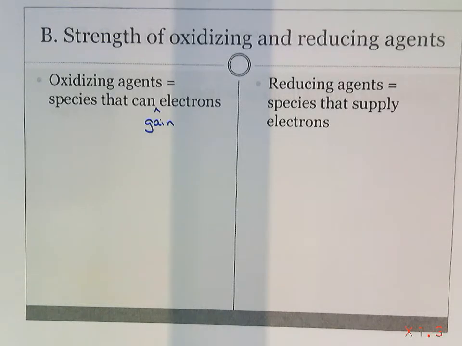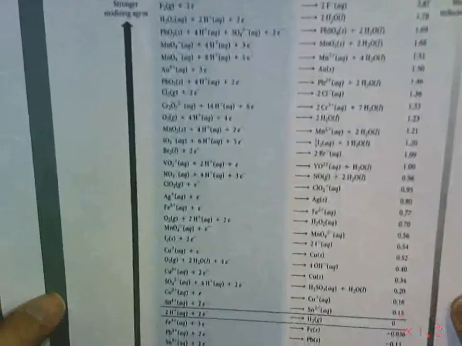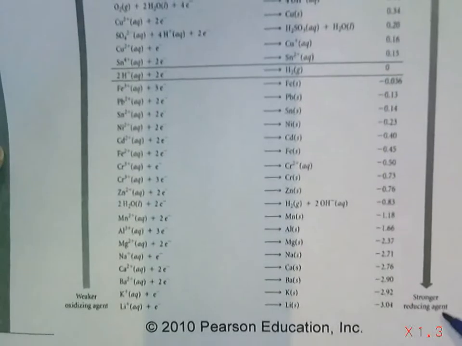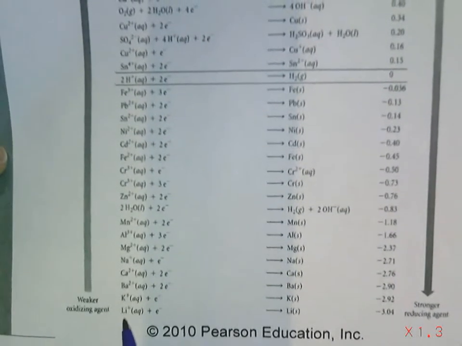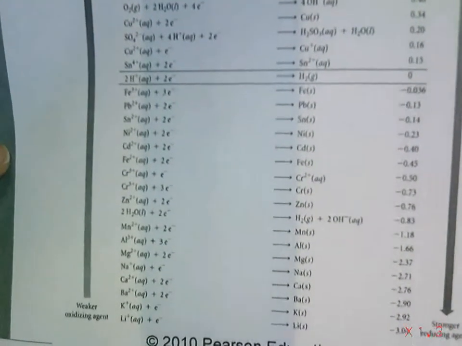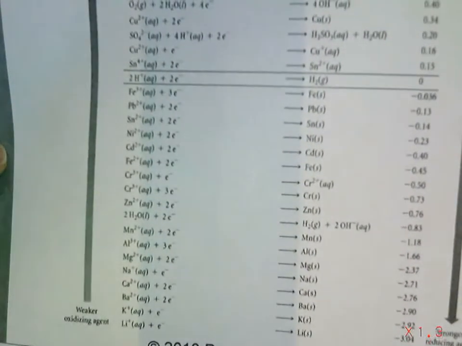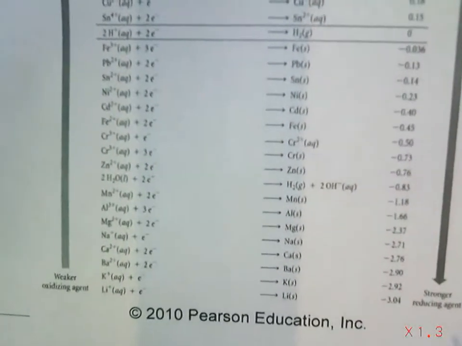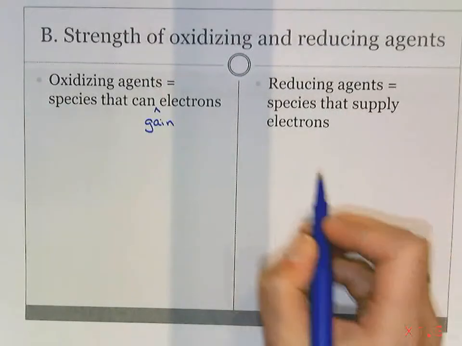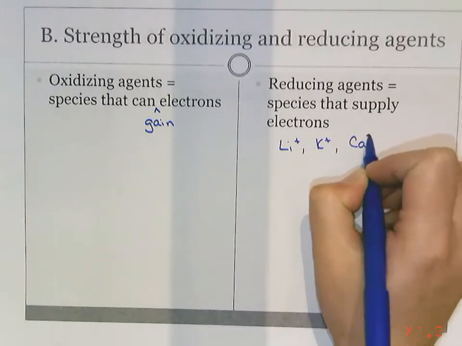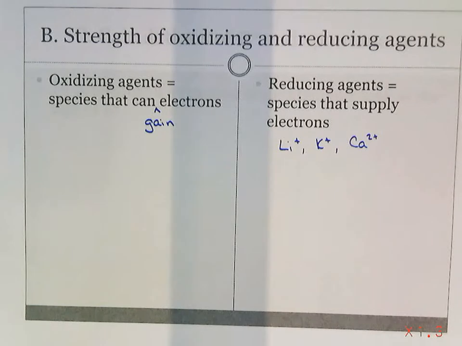So when we look at the table, right, it's a table of reductions. And so here we have at the very bottom the strongest reducing agents. So what do we know about lithium and potassium, calcium? What charge do they like to have? Right, positive, right? Positive 1, positive 2, which means they would like to give away their electrons. That's their preference, which makes them very good reducing agents because they want to supply electrons. So things like lithium, potassium, calcium, right? They're happy giving away their electrons, which makes them great reducing agents.